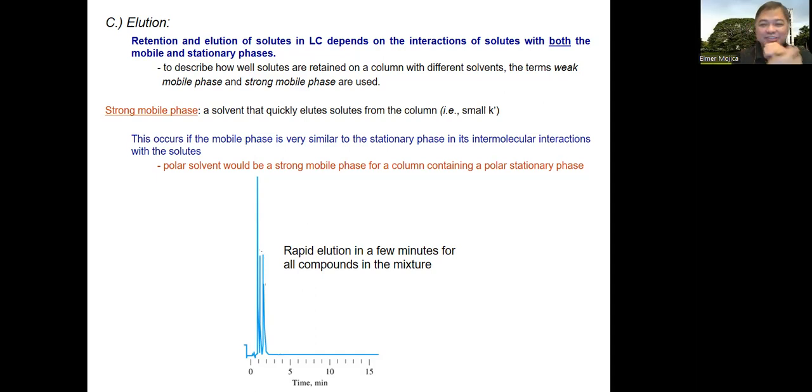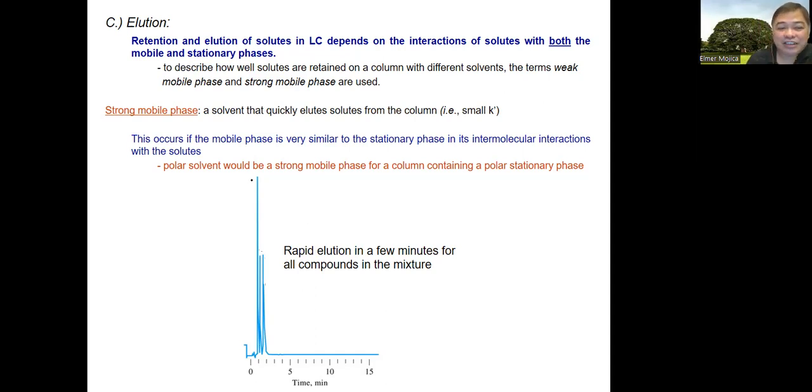Which one will elute first? The one with stronger interaction with the stationary phase, or the one with less interaction with the stationary phase? Usually, if there is more interaction between your component or sample and the stationary phase, they will elute later. They will stay longer. Or if the component has a strong interaction with the mobile phase, they will elute faster.